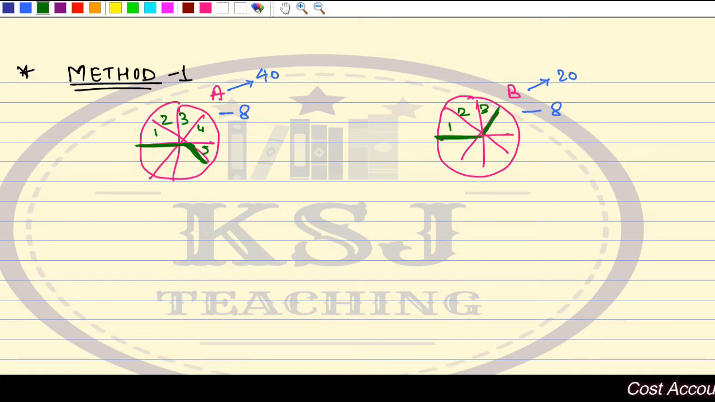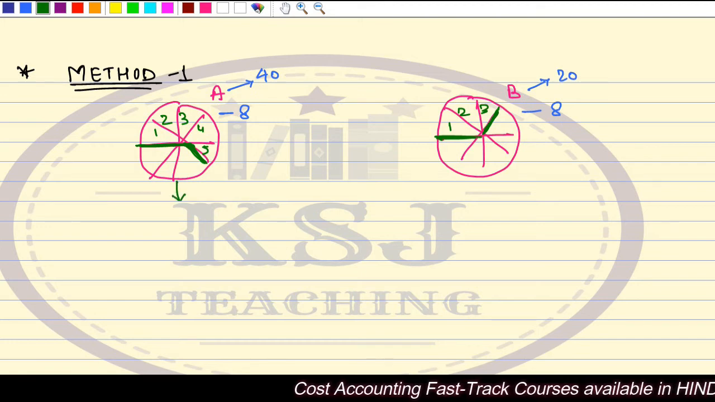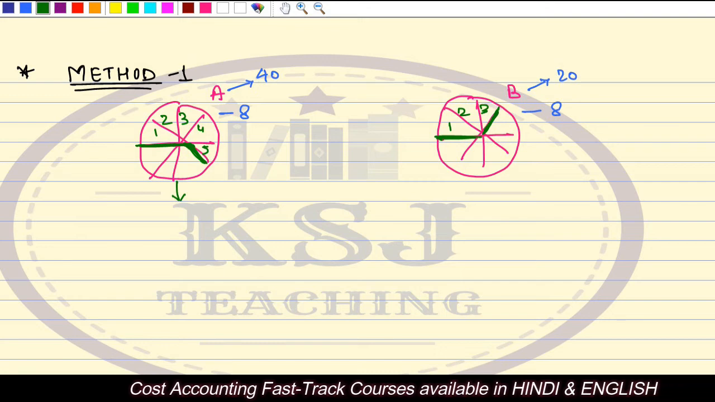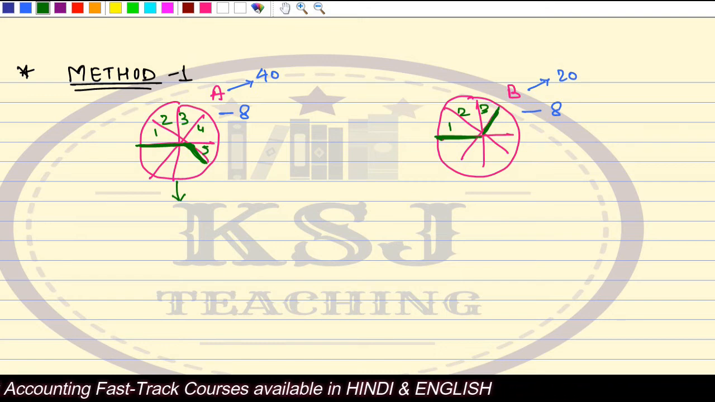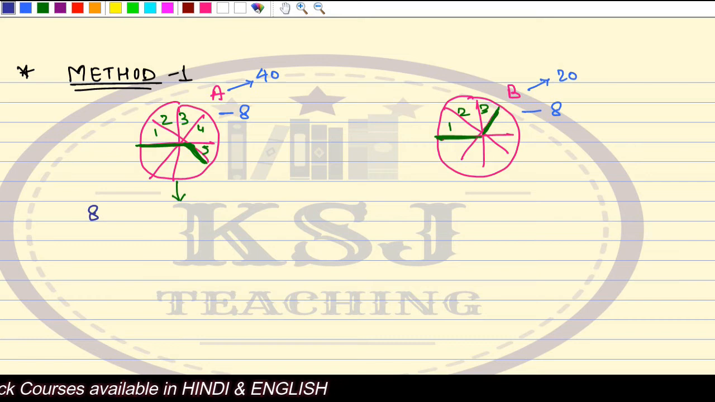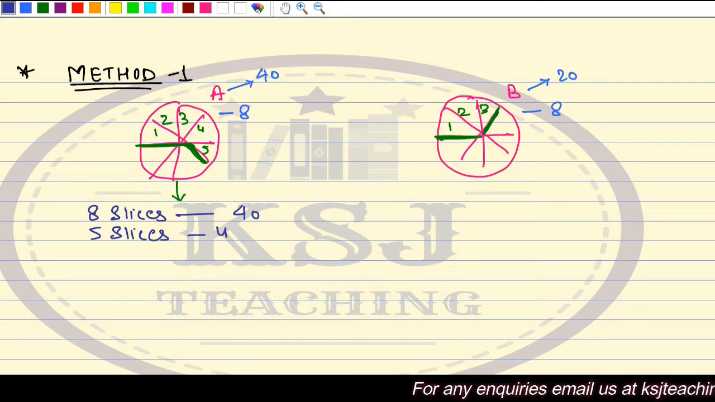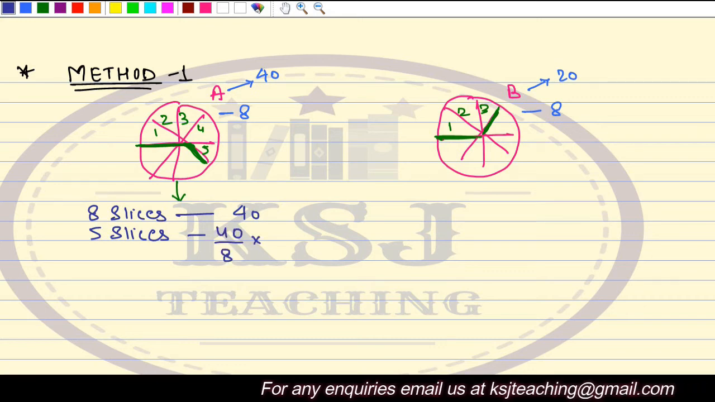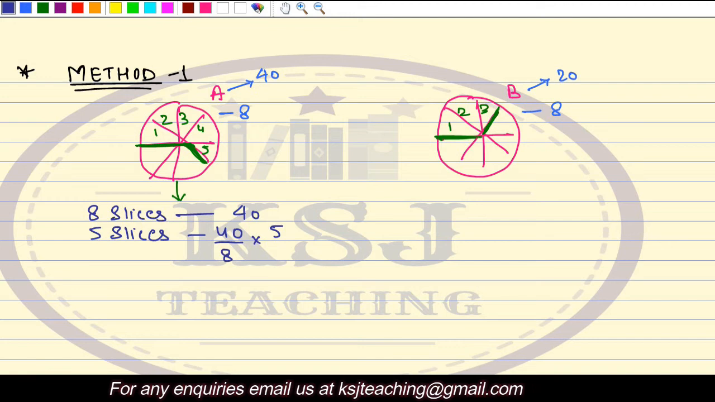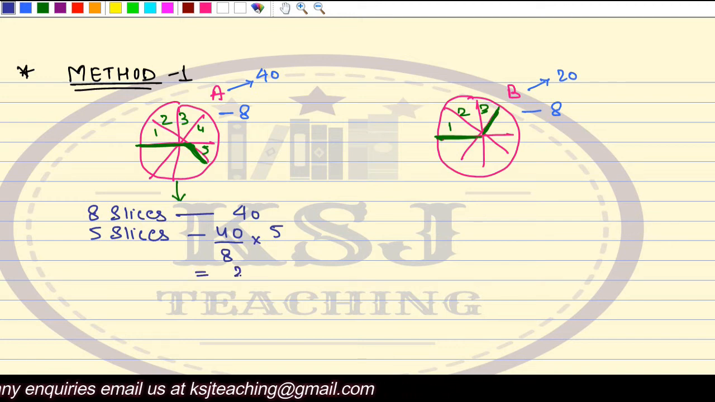Now tell me one thing. If I talk about this pizza A, from 8 slices I am earning a contribution of 40 rupees. But if I am going to sell 5 slices, what is the contribution that I will be earning? That is 25 rupees, isn't it?